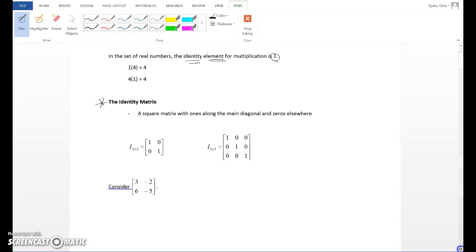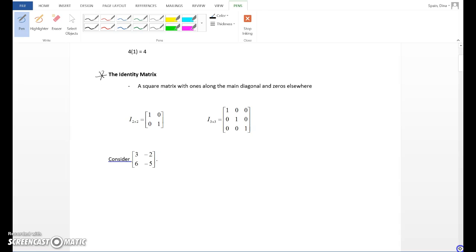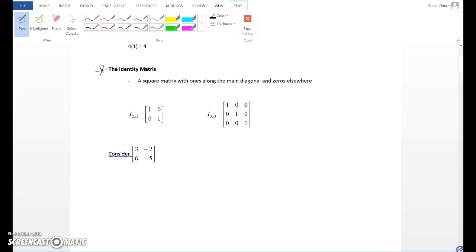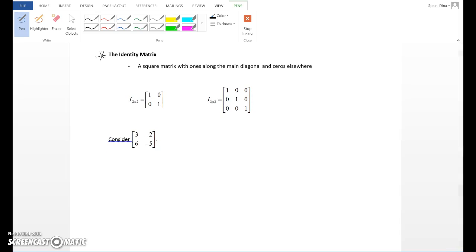Alright, so let's test out this theory. Let's look at this 2 by 2, and then we're going to multiply by the identity matrix on either side and see what we get. We should get this matrix back, but let's check it out. Let's start with this matrix: 3, 6, negative 2, and 5. Let's multiply by the identity matrix on the right and see what we get.